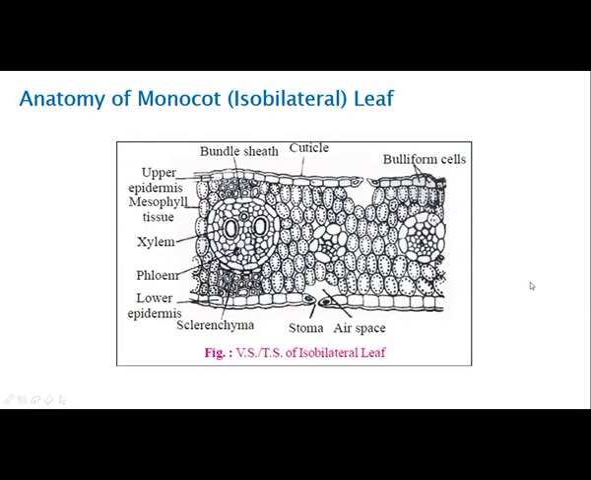Now coming to the anatomy of the monocot leaf. The difference is that in case of dicot leaf, as you saw, both spongy and palisade parenchyma were present, but in case of monocot leaves, only one type of parenchyma is present. Both the parenchyma are not present together. The stomata is present in both the epidermis in case of monocot, whereas it is only present in the lower epidermis in case of the dicots.